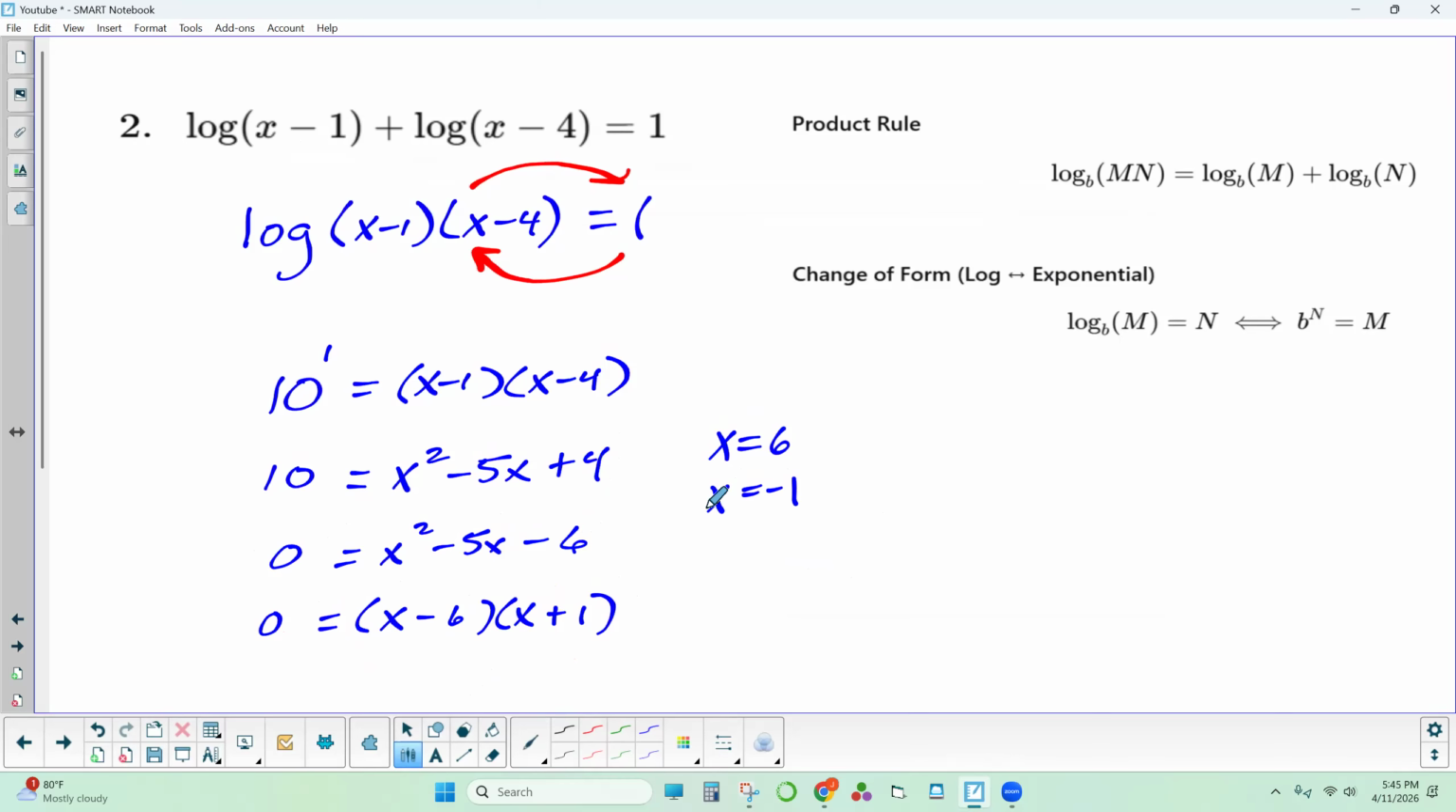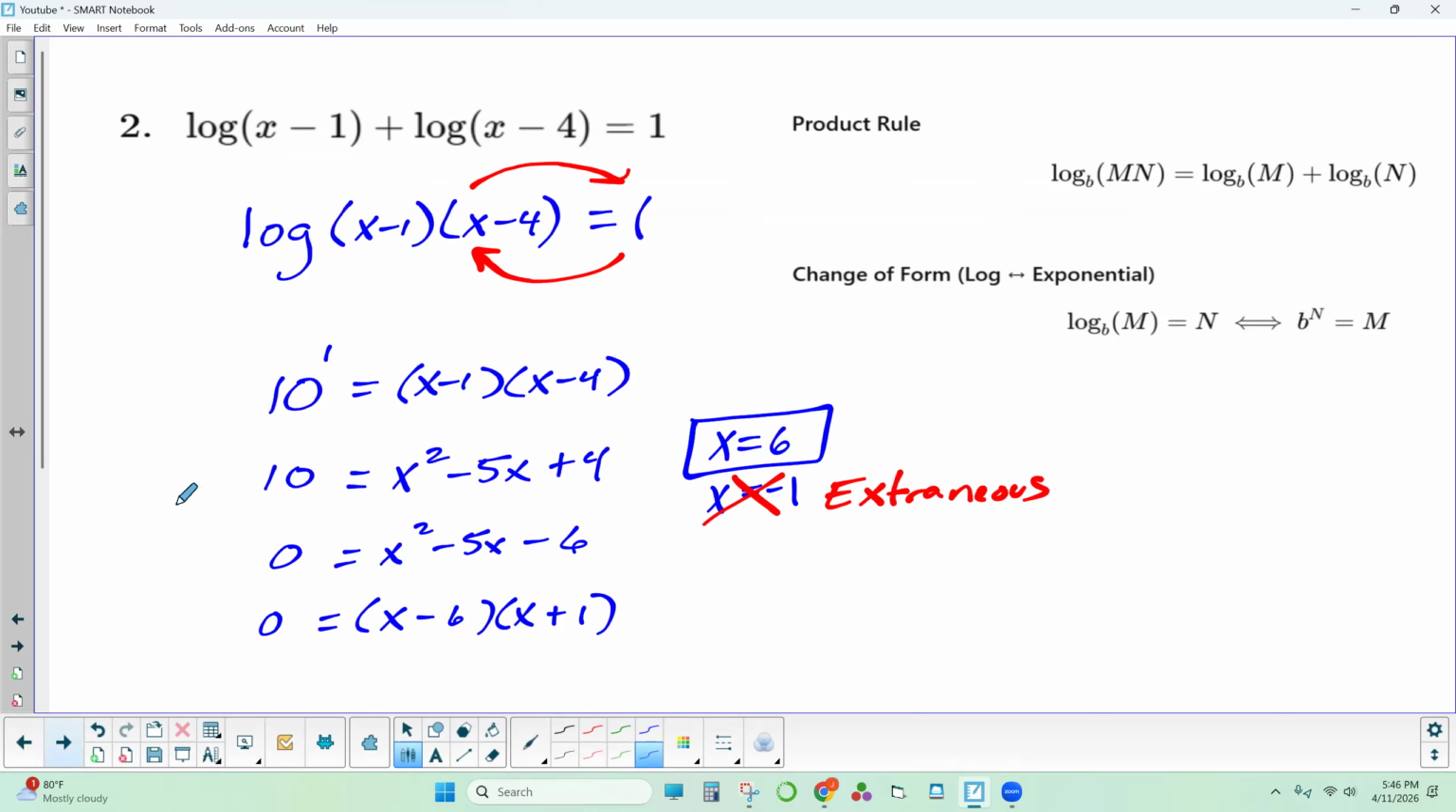Now we will check both of these for extraneous solutions. When you plug a 6 into either of these x's, both arguments remain positive. But when you plug in the negative 1 here, as you can see, they turn negative. You cannot have a negative argument, so this is an extraneous solution. That leaves us with one solution, which is x equals 6.